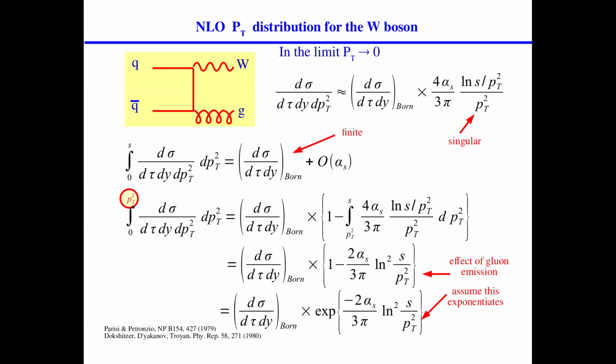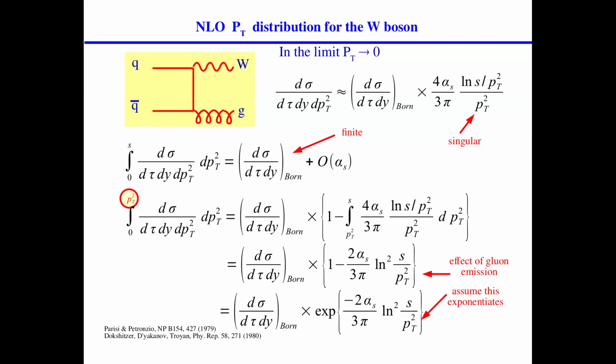So let's back up a minute and do this. Let's take this and integrate it over the full region; call it S, take S to be the maximum PT. I'll integrate this from 0 to S over PT. And then what I expect from that is that it should give me the Born cross section and then an order alpha S correction. That'll be my next leading order term. Okay, so that looks sensible.